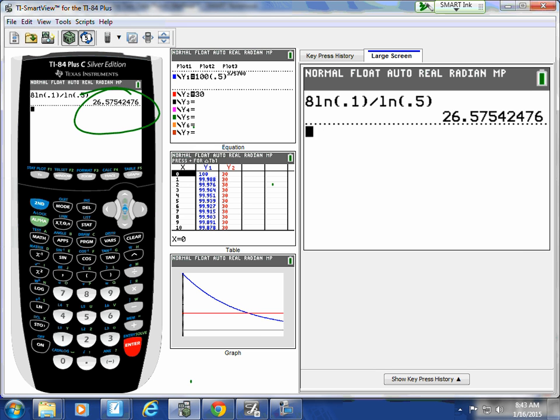Because you're going to be some hungry cows if you don't feed them any hay for 26 days. All right, certainly that's enough math for today.